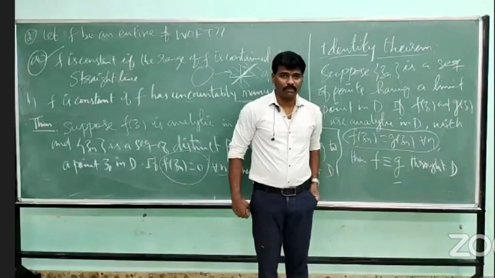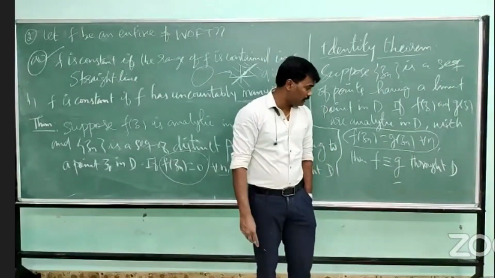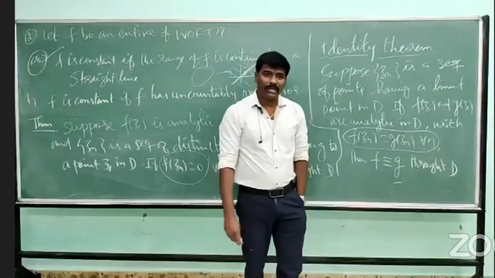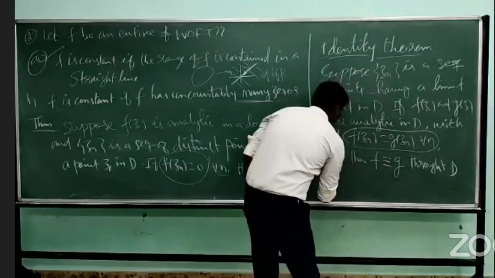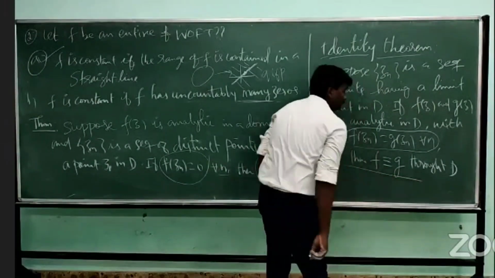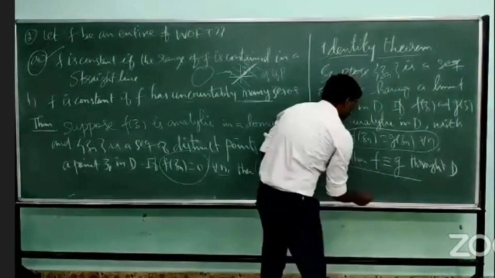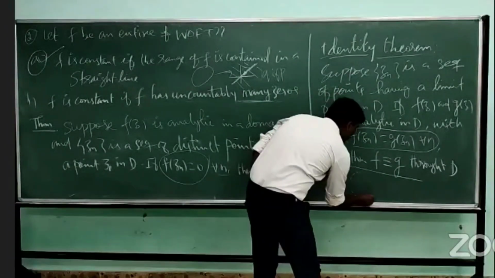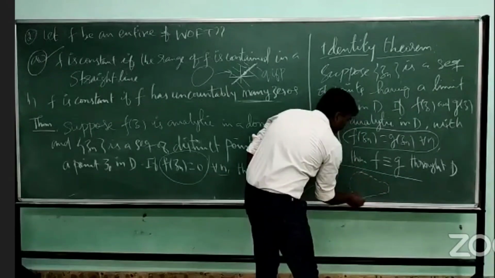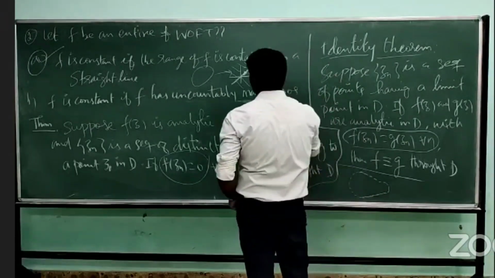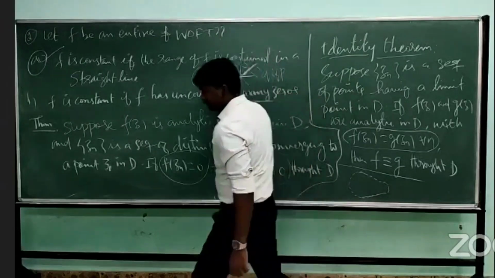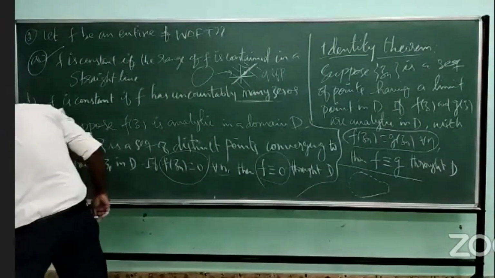Now I would like to ask one question to the participants. Please, will anyone come and give the answer? Come on. Okay. Please, participants. This is my D. I would like to write here. It's an important theorem.